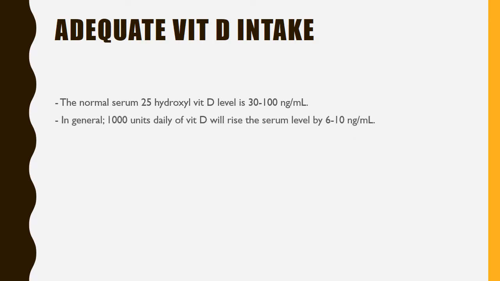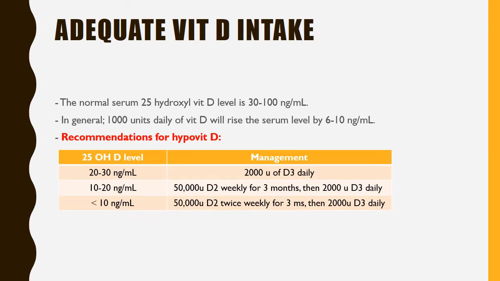The usual form is, in general, 1000 unit daily of vitamin D will raise the serum level by 6 to 10 nanogram per ml. Recommendation for hypovitaminosis D: this is the range, and this is the management of that range.